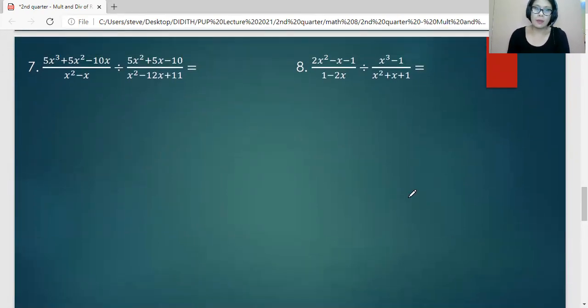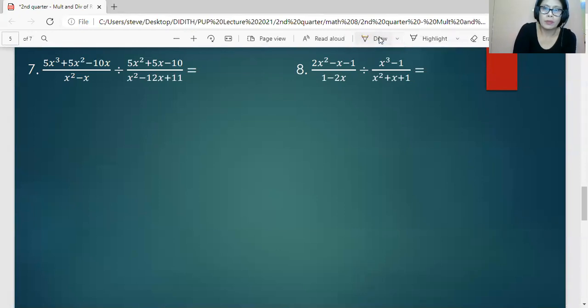So for number 7, it's a quadratic trinomial, but it's better if we move out the common monomial, so it's easy for us to work on the two binomial factors. So the common monomial factor is 5x. So it's 5x here. And then we will divide all the terms by 5x. So we have x squared plus x minus 2. So it's easier now to factor x squared plus x minus 2. And we will write the factors below here. So we have 5x and then the factors of x squared plus x minus 2.